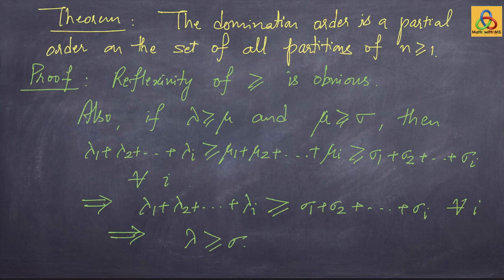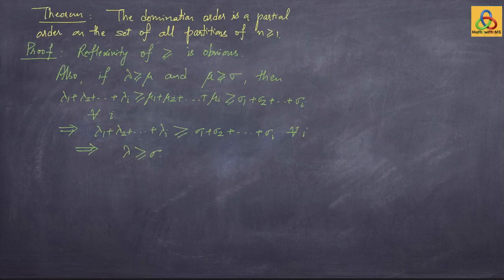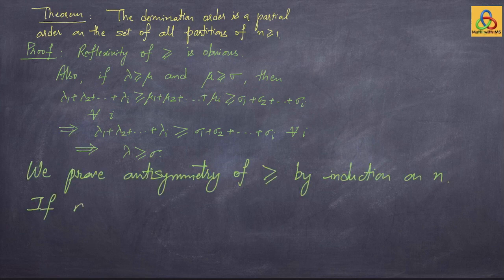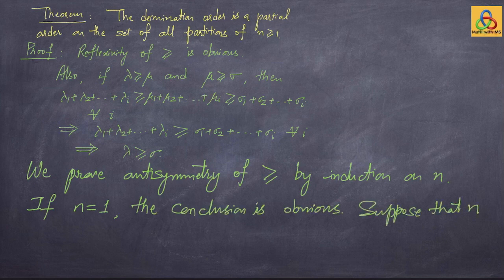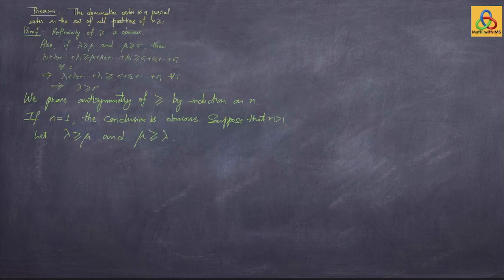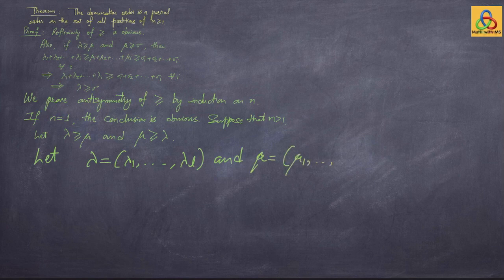It remains to show that the order is antisymmetric. We are going to show antisymmetry by induction on n. If n is equal to 1, there is nothing to do because there is only one partition of n. The conclusion is obvious. So suppose that n is bigger than 1. Let lambda be bigger than or equal to mu and mu bigger than or equal to lambda. Let us say lambda equals (lambda 1, up to lambda l) and mu equals (mu 1, up to mu m).